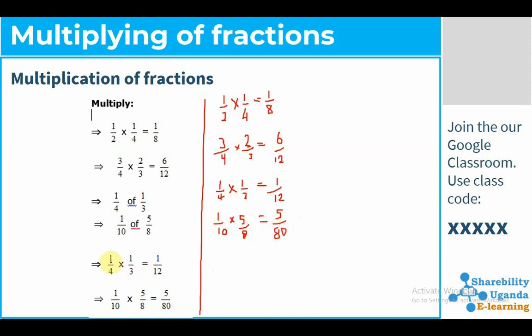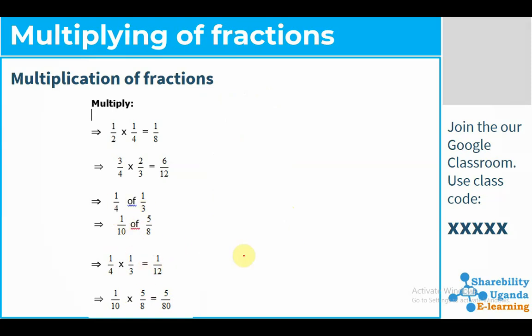Then we also had this one out of this. Okay, so we can see we have been able to get the same answers here. They got this 1 out of 12, which is here, and they got 1 out of 10, which is 5 out of 80, which is here. So we have been able to solve these numbers when they talk of "of" meaning multiplication.